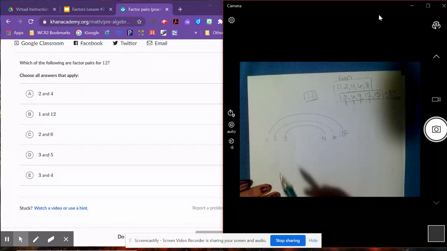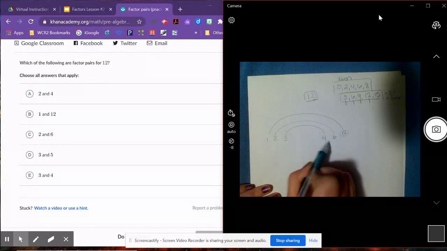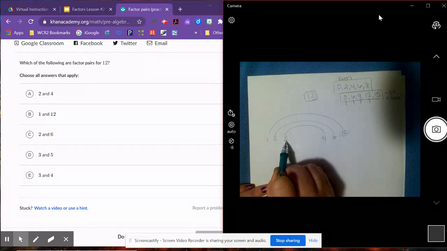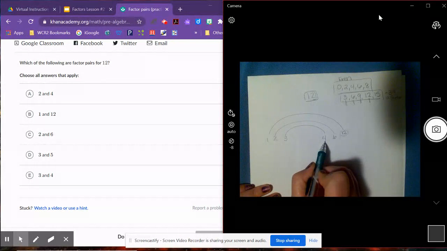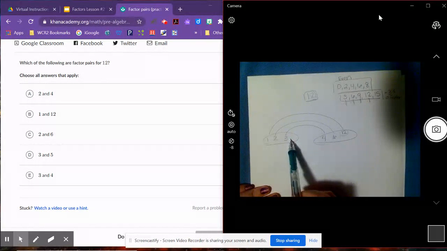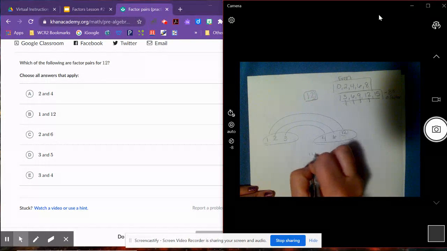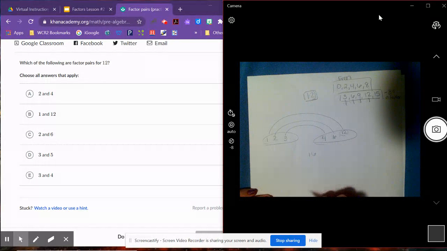I'm going to tell you another trick. First of all, when we get to the very next number, so say after 3 comes 4. Well, 4 is over here, therefore we know this factor rainbow is done. So when we get to the next number, if we get to 4 and it's already on here, then you're done. Okay?